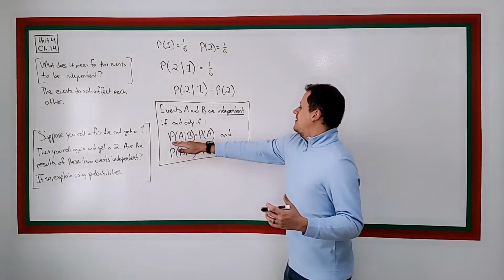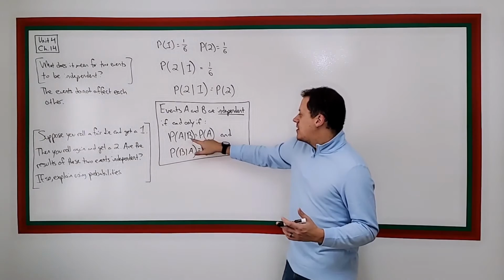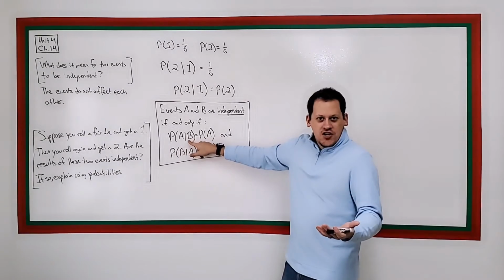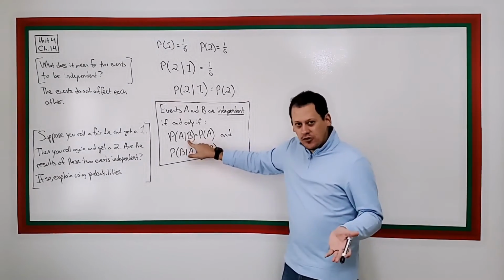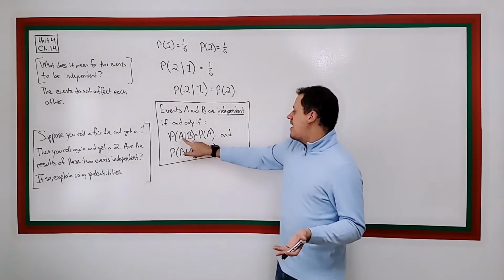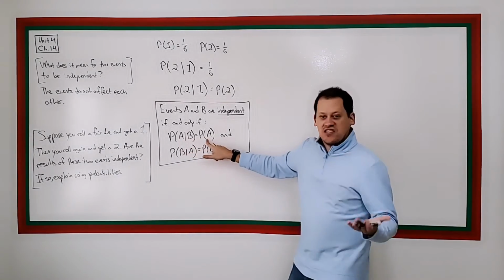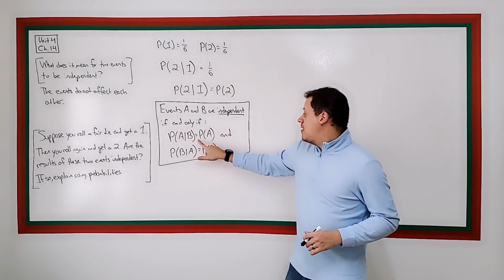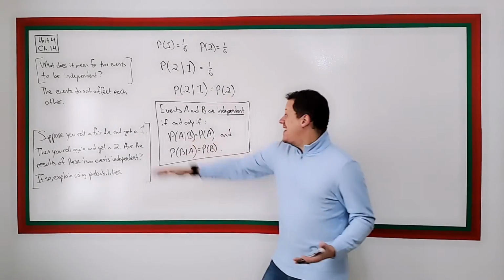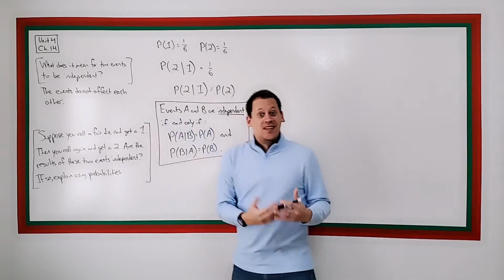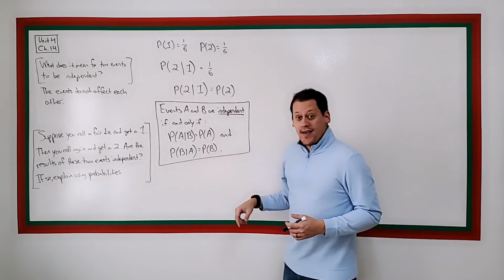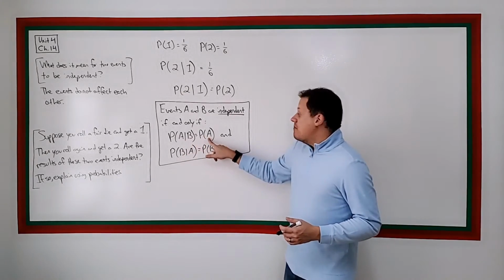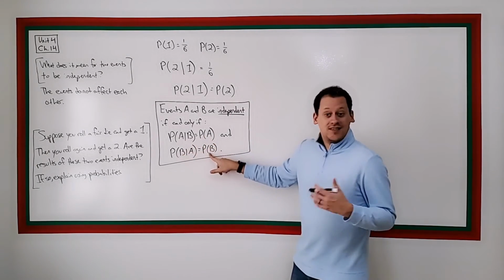You can interpret this as, given the information that B happened makes absolutely no difference, the probability of A, given that that happened, is still just the probability of A. B has no effect on A. Right? That's what it means for the events to be independent, and it works both ways. A doesn't depend on B, B doesn't depend on A.